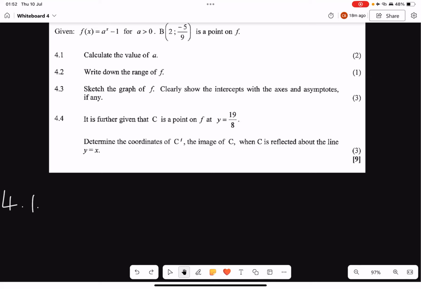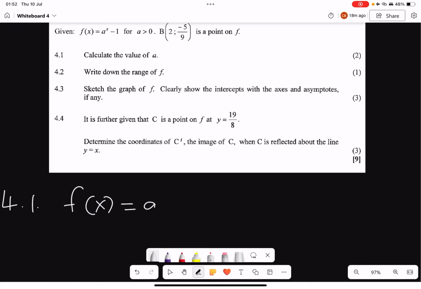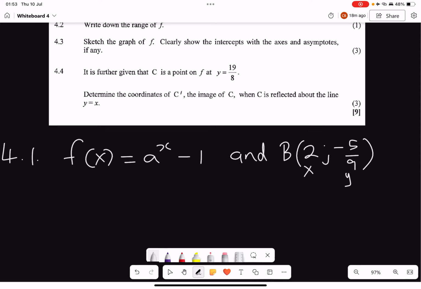Let us find the value of a in 4.1 as per the question. We are given f of x equals a to the x minus 1. And we are also given that B is (2, -5/9). Right? So we know that this is the x value and that is the y value of the function. So we can plug it into f.